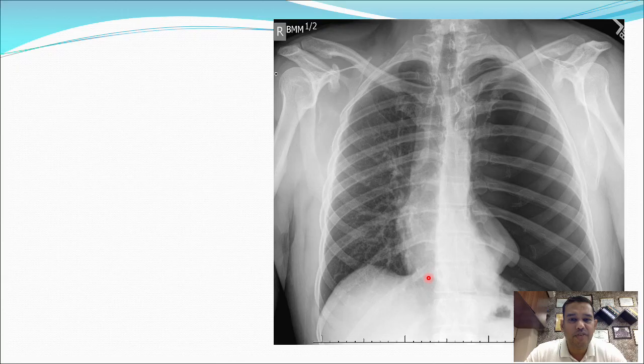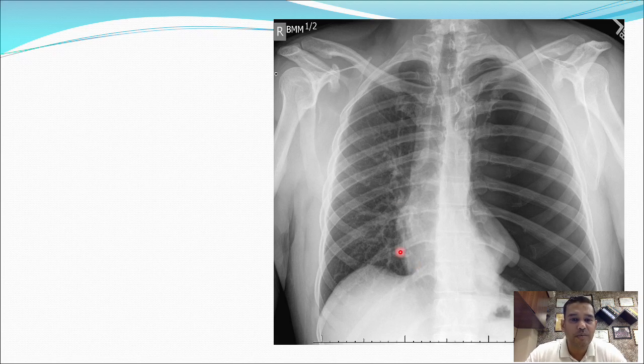AP view or PA view? Most probably this is the PA view X-ray because I could appreciate less of the heart. The heart is not properly seen. Coming to part 2, we describe it in ABCD.